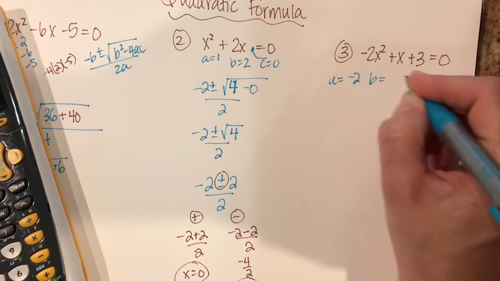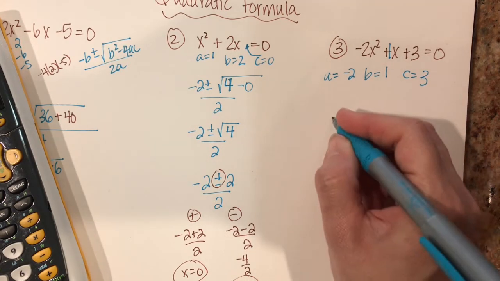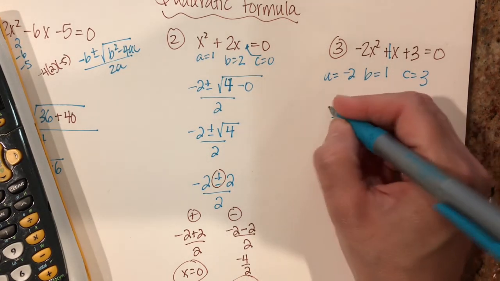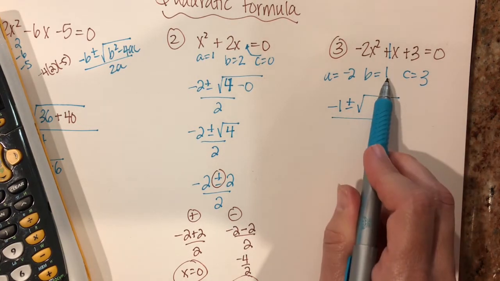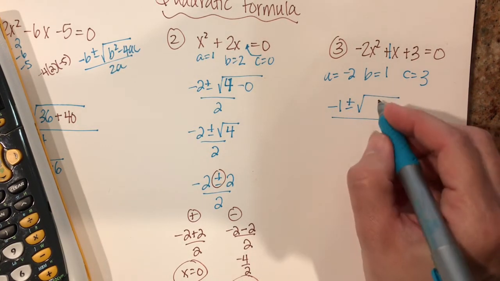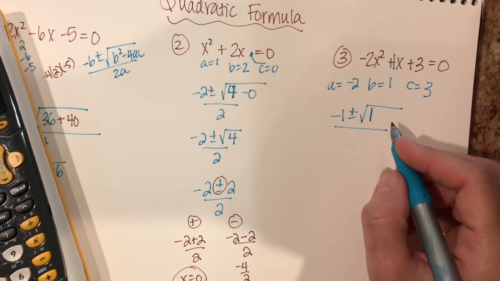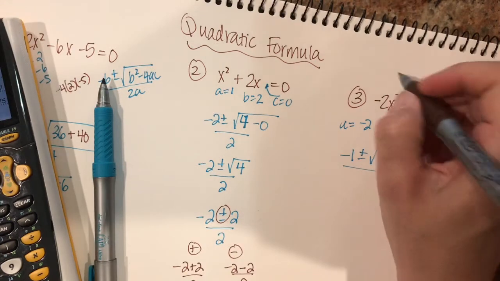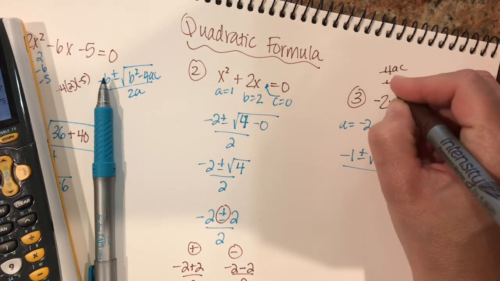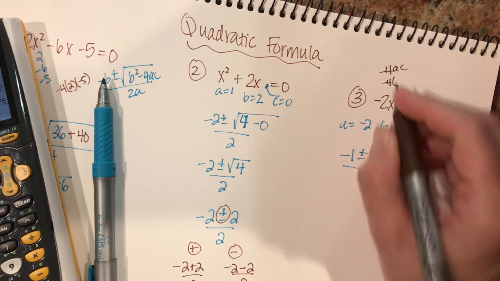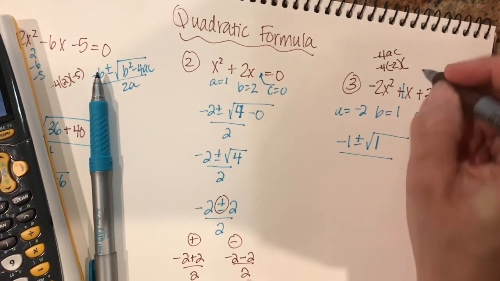-2, 1, and 3. It all starts with -B, -1, plus or minus the square root of B squared, 1 squared, 1 times 1 is 1. Now, let's do -4 times A times C. And again, I like to kind of just do that up here, somewhere. -4AC is -4 times A, -2 times C, 3.